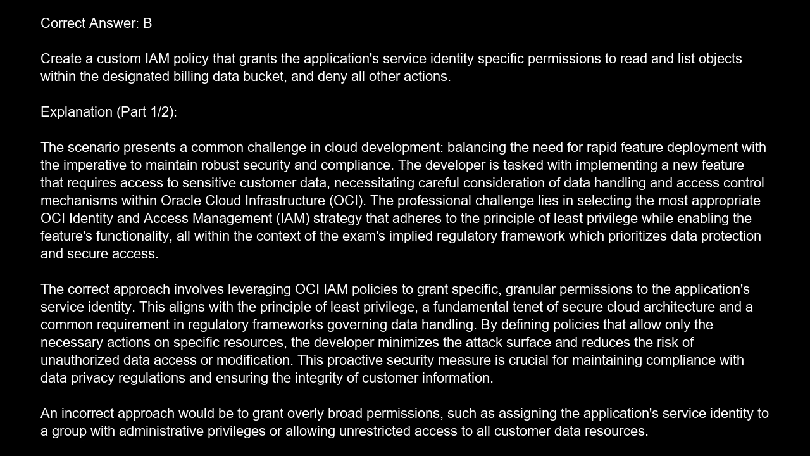The correct approach involves leveraging OCI IAM policies to grant specific, granular permissions to the application service identity. This aligns with the principle of least privilege, a fundamental tenet of secure cloud architecture and a common requirement in regulatory frameworks governing data handling. By defining policies that allow only the necessary actions on specific resources, the developer minimizes the attack surface and reduces the risk of unauthorized data access or modification. This proactive security measure is crucial for maintaining compliance with data privacy regulations and ensuring the integrity of customer information.